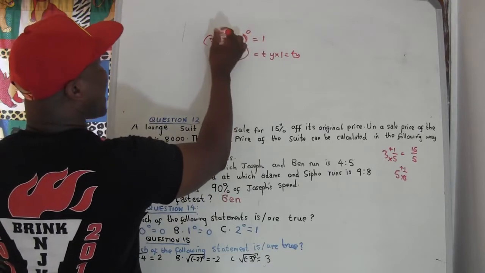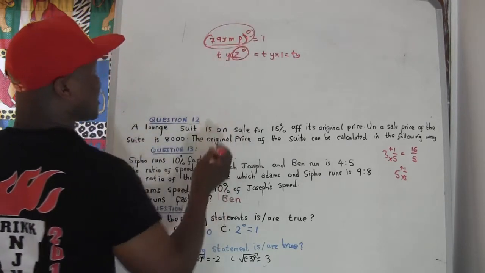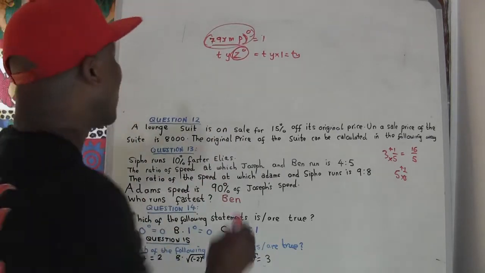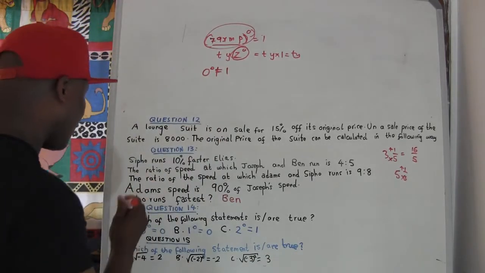So here you see, everything under the bracket means this 0 is for all. That's why I say everything here equals 1. You know what I'm saying? So any number to the power 0 equals 1 except 0. So if you have 0 to the power 0, this is not equal to 1. Okay, so this is not true.